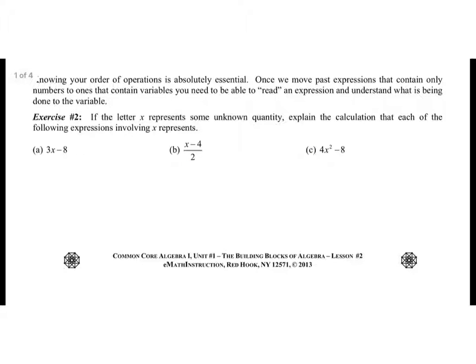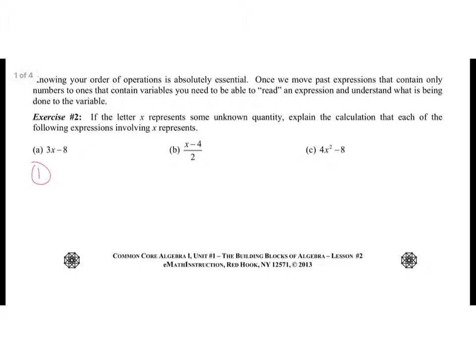Knowing your order of operations is absolutely essential. It's very, very important. Once we move past expressions that contain only numbers to ones that contain variables, you need to be able to read an expression and understand what is being done to the variable. So for exercise 2, if the letter X represents an unknown quantity, explain the calculation that each of the following expressions involving X represents. We're not solving for anything. There's no equal signs. We are just explaining what it is with words.